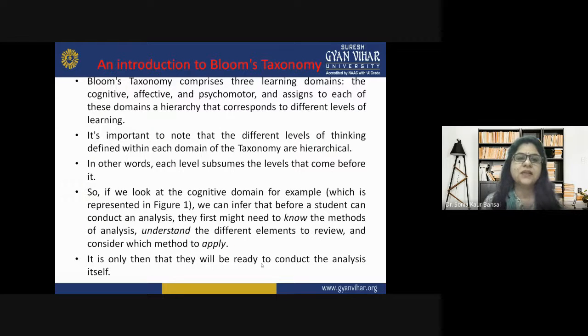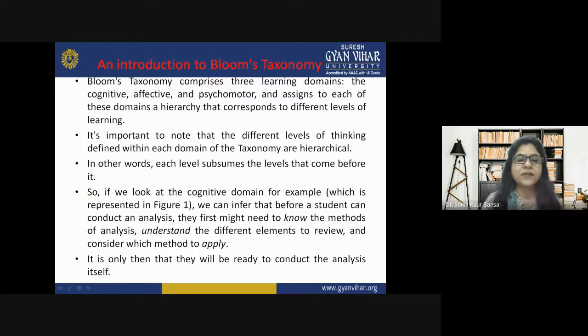Now let's understand about Bloom's taxonomy. Before that, let me give a brief introduction. Bloom's taxonomy comprises three domains for learning: the cognitive, affective, and psychomotor, and assigns to each of these domains a hierarchy that corresponds to different levels of learning. It's important to note that the different levels of thinking defined within each domain of the taxonomy are hierarchical. In other words, each level subsumes the level that comes before it.